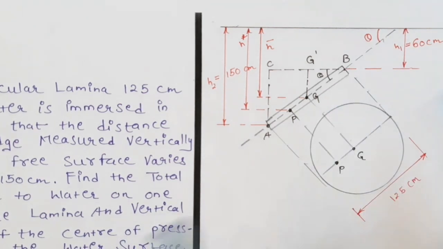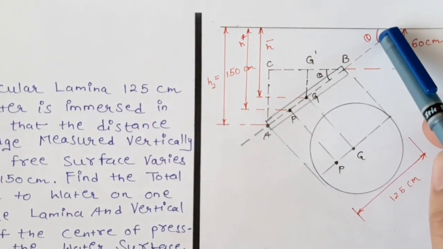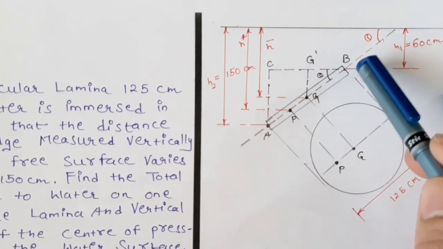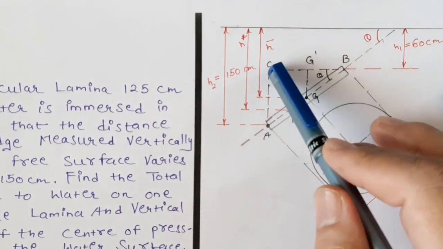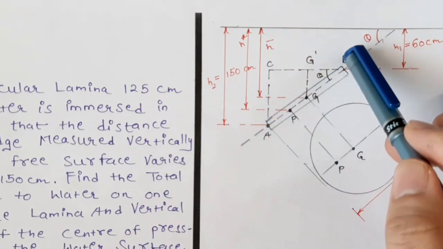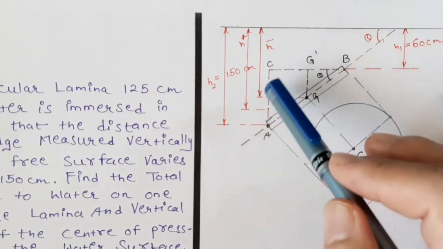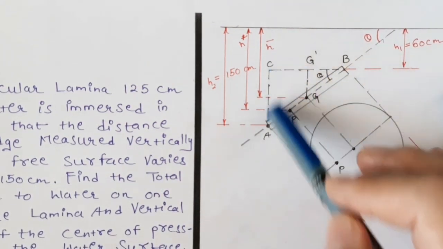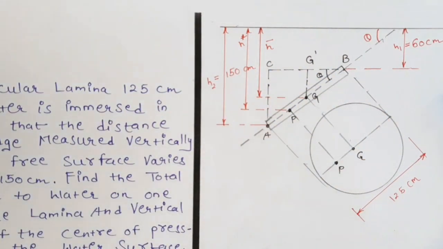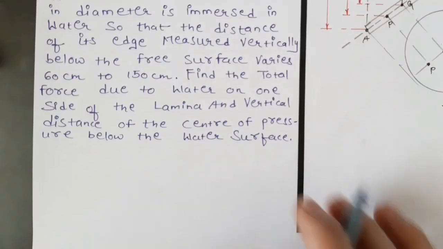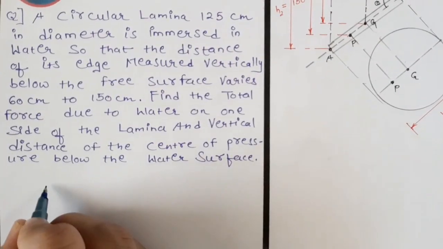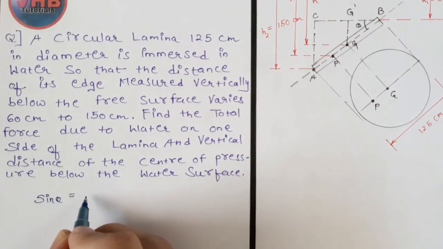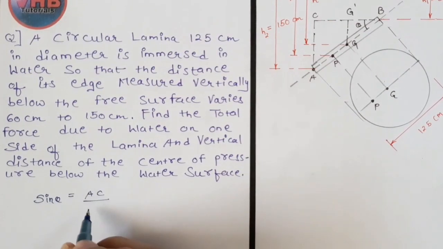Okay, so for that, here you can see, as this angle is theta, this angle is also theta. So from triangle ABC, sine theta equals opposite upon hypotenuse. Now opposite is AC, and hypotenuse is AB. So here sine theta equals opposite upon hypotenuse, that is AC divided by AB.